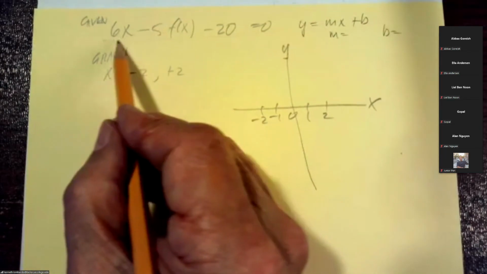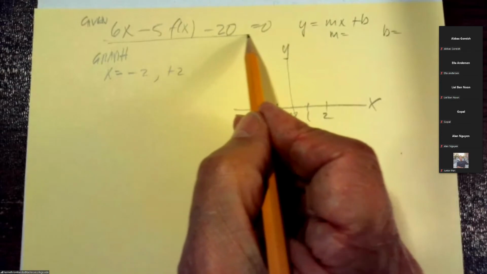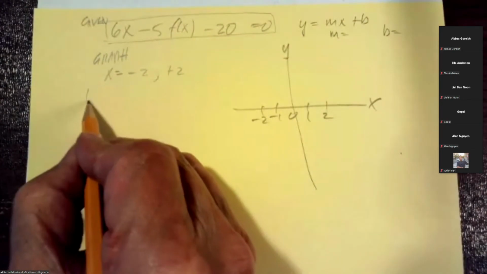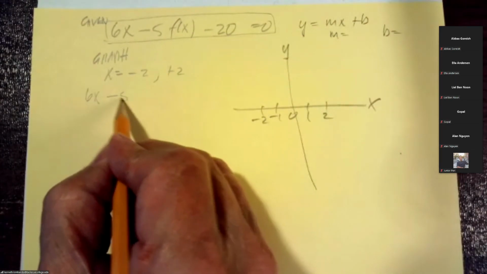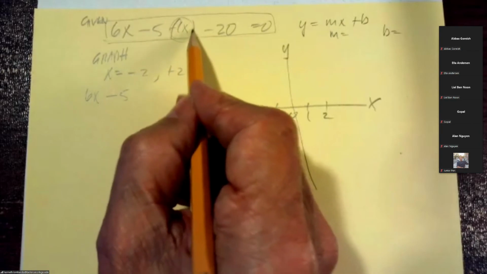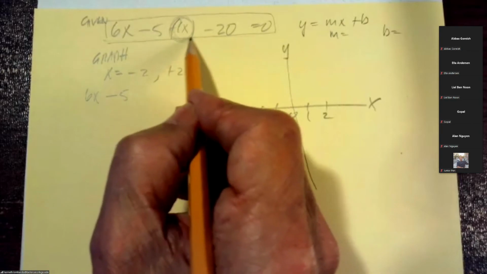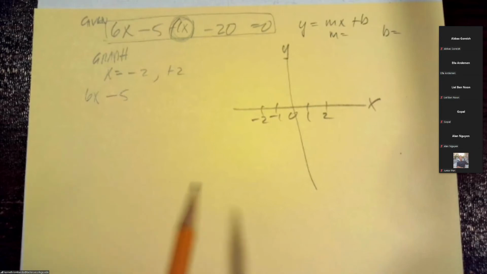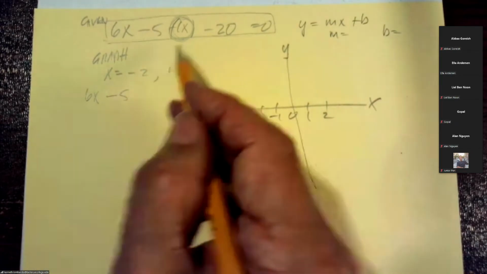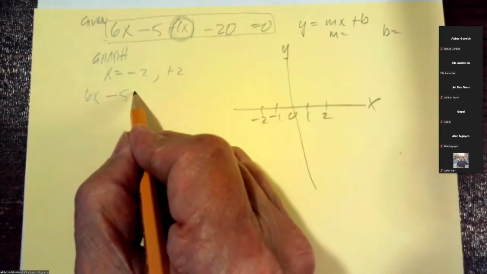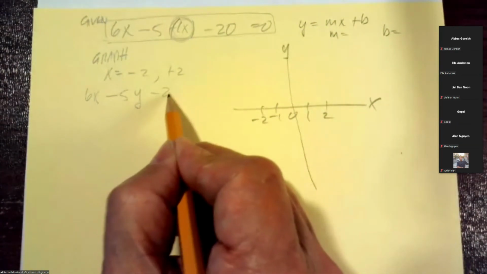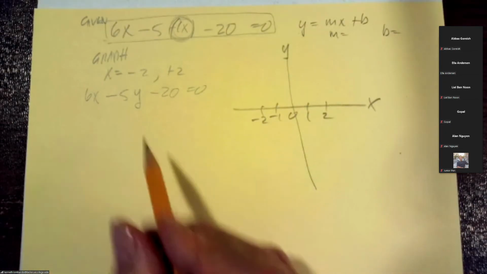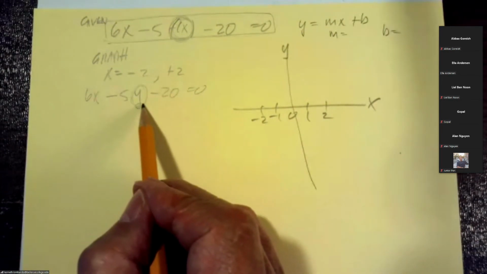Can we solve this equation? How would we solve that? 6x minus 5, and what is this f of x? What is that thing? Could you just substitute the f of x for y? So we could say y equals f of x. So we could say that's y minus 20 equals 0. Can we solve this equation for y?